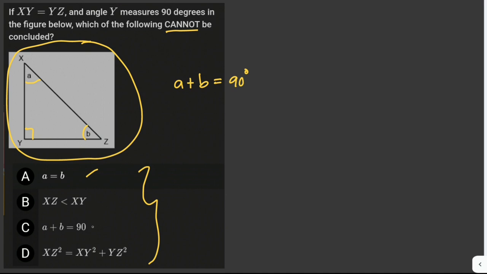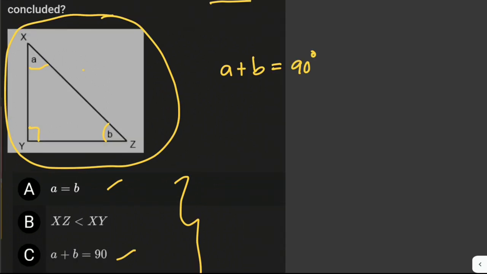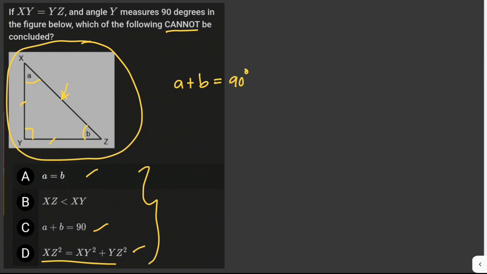Then we have A plus B equals 90, and XZ here is our hypotenuse, and XY and YZ are the legs, so we can use the Pythagorean Theorem. So this can be. And we have B, XZ is less than XY. XZ here is our hypotenuse, and it should be the longest side. It cannot be less than either of the two legs. Therefore, the one that cannot be concluded here would be XZ less than XY. So our answer here is letter B.